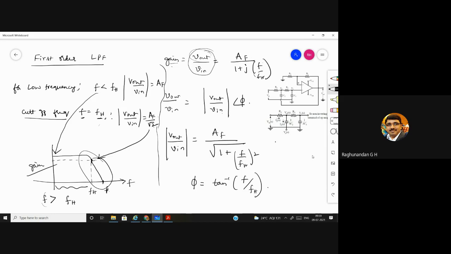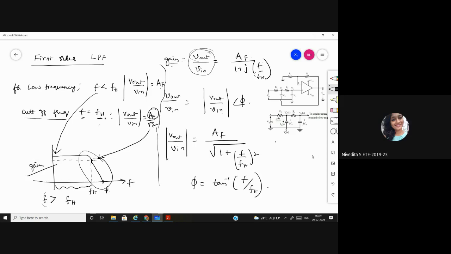See, this is AF, the actual gain. This is the actual, maximum gain you have. I'm asking, when your frequency is crossing, what will happen to the gain? V0 by Vin is the gain which is obtained by the filter. AF is the maximum gain which we have.